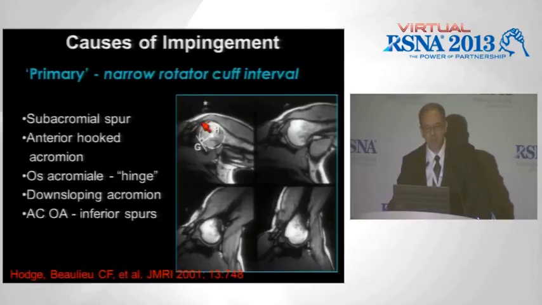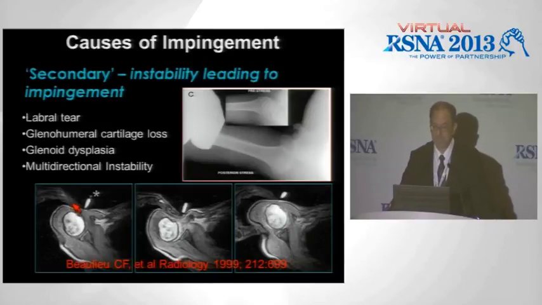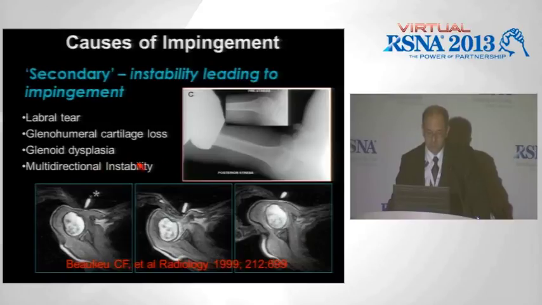Primary impingement is narrowing of the rotator cuff space, the subacromial space, where the supraspinatus and infraspinatus lie. Now, narrowing can be from a number of reasons, including subacromial spur, hooked acromion, os acromiale, downsloping acromion, and acromioclavicular osteoarthritis has been proposed, but it's very controversial, and I'll get into a reason why a lot of people feel like that is not a contributor to impingement. You can also get impingement in a secondary fashion related to instability of the glenohumeral joint, and we'll get into that later. Instability can be from labral tear, from glenohumeral cartilage loss, and other things like dysplasia and multidirectional instability.